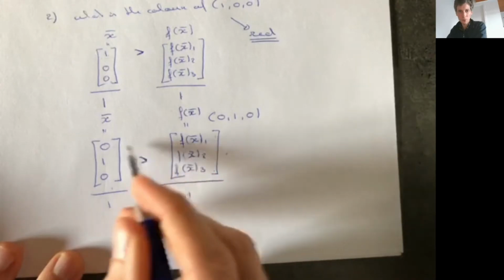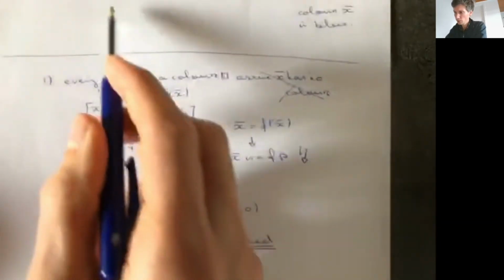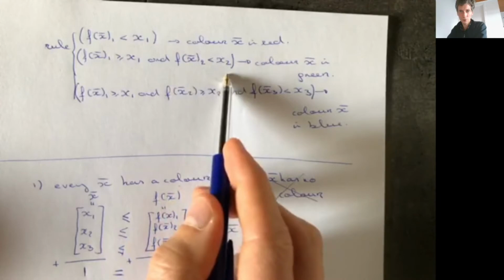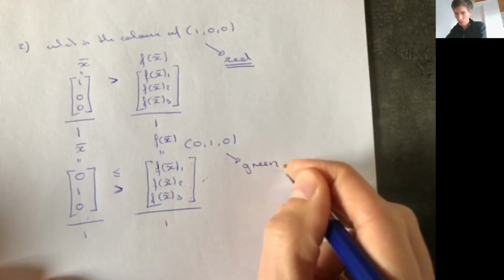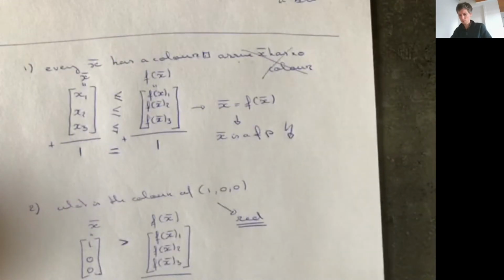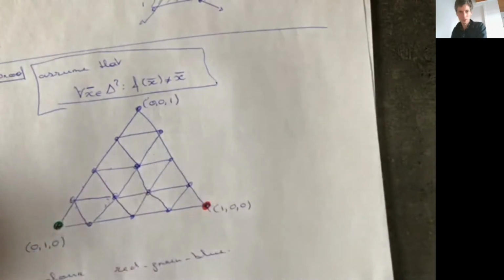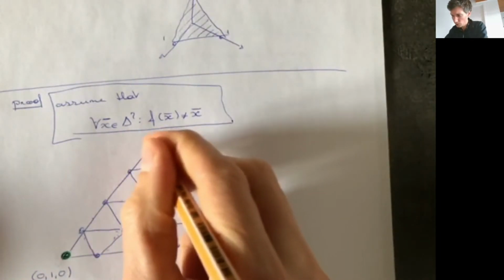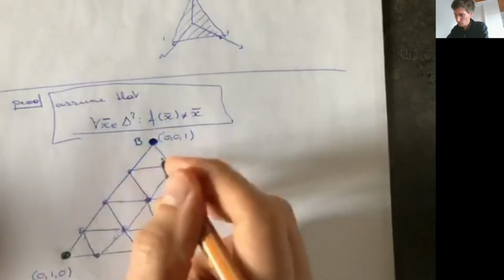Of course, f of x1 is always greater or equal to 0, right? Because the components are non-negative. So we have f of x1 is greater or equal to 0, and f of x2 is strictly smaller than x2. So we know that this one has to be green. Okay, so this node here is green. And then you can do a similar thing. It's almost completely analogous. So this is blue.